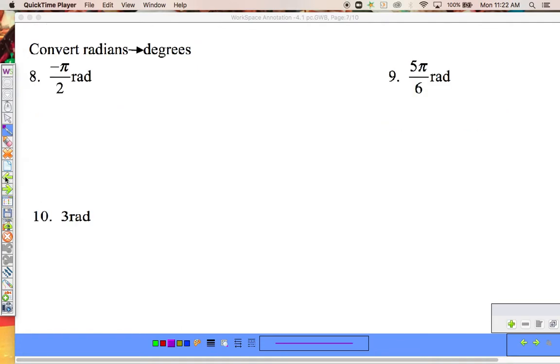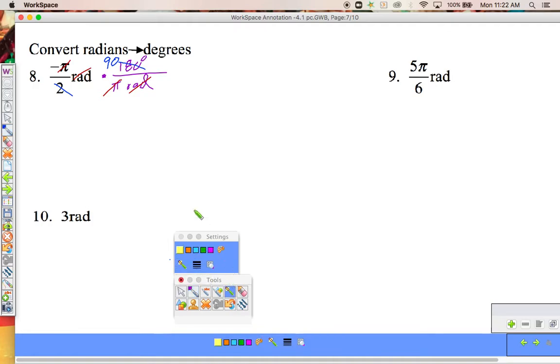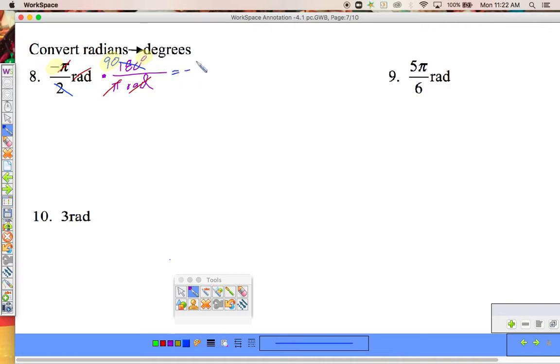All right, now we're going to convert the other direction. We're going to take a radian measure and convert it to degrees. So, since I want to get rid of the radians, I'm going to put 180 degrees over pi radians. I'm going to do my canceling. Pi's cancel, radians cancel. And then 2 goes into 180 90 times, which leaves behind a negative sign, 90 in degrees. And I get negative 90 degrees.